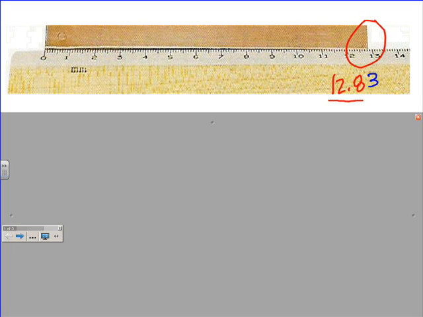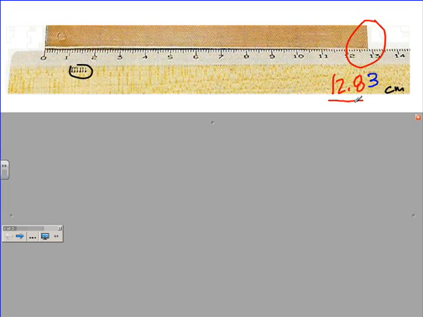So 12.83 centimeters. Okay? I know it says millimeters here on this ruler. Each one of these little lines is a millimeter. 10 millimeters is a centimeter. So don't get confused, okay? So 12.83. Is that the only acceptable answer? Absolutely not, right? 12.84, 12.85, 12.82, any of those will work, all right?